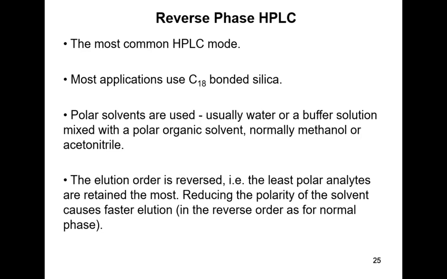If you change the mobile phase, you can change the rate of elution, but in order to accelerate the elution, you need to reduce the polarity of the solvent. So that means increasing the amount of methanol or acetonitrile compared to water.